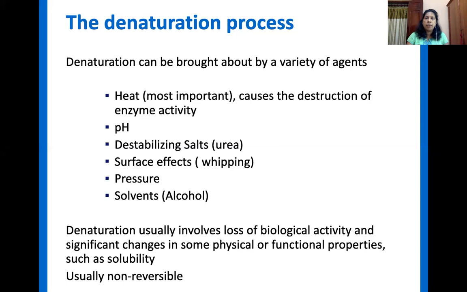The other agents are pH, salt or urea, surface effects, whipping or pressure, and solvents such as alcohol. I remember that last week one student asked how pressure supports this situation, and I mentioned it in relation to sausage. I think I mentioned that to your group, right? Because I'm also doing parallel lectures on food chemistry, including protein.